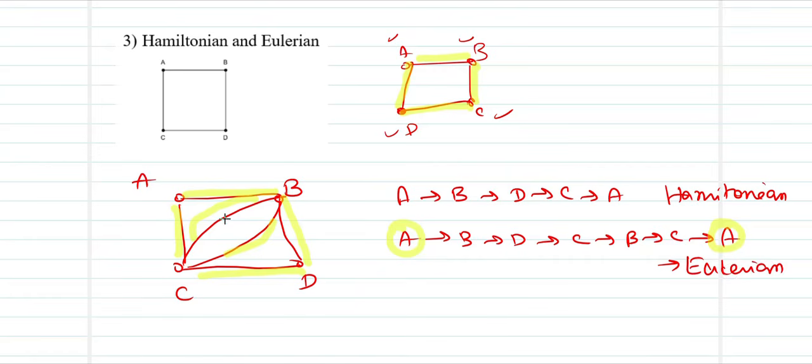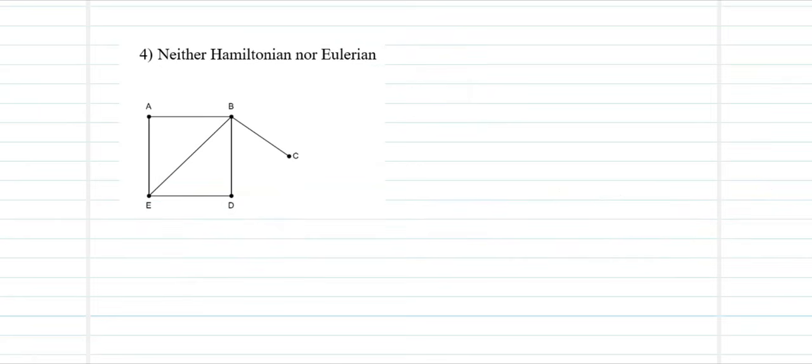So this graph is an example of a graph that is both Eulerian and Hamiltonian, but it has two distinct paths, two distinct circuits. But over here, both your Hamiltonian and the Eulerian circuits are going to be one and the same. To end with, we need an example of a graph that is neither Hamiltonian nor Eulerian.